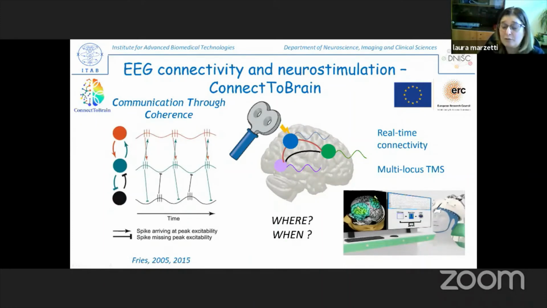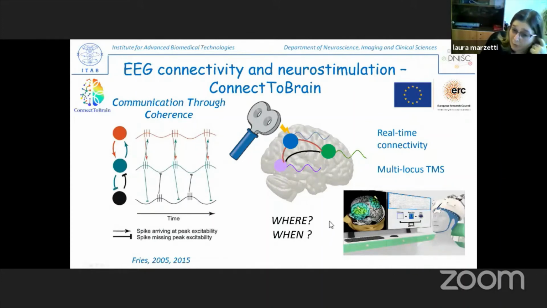And we will use real-time tracking of connectivity and multi-locus TMS that will be developed in the project, meaning that we will be able to target not only one location at a time, but more than one brain location. So in principle, if we see that two brain regions are connected, and if this makes a difference for the impact of the stimulation, then we could stimulate not only one of the nodes of this connectivity, but 3 at a time or even more, or deliver sequences of pulses according to the phase difference between the different brain regions.